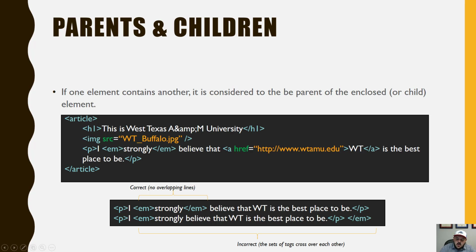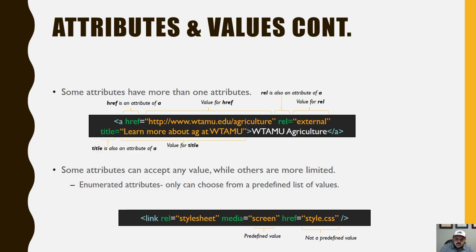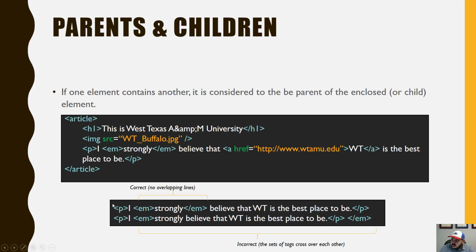It's also important that we don't overlap lines. This first line is correct. The paragraph, and then we want to emphasize the word "strongly," believe that WT is the best place to be. This is correct, no overlapping lines. This second line right here is incorrect. We open up our emphasis, strongly believe that WT is one of the best places to be. We close out our paragraph before we close out our emphasis. This needs to be back here so that it encloses the one word that we want to provide italicized style to.